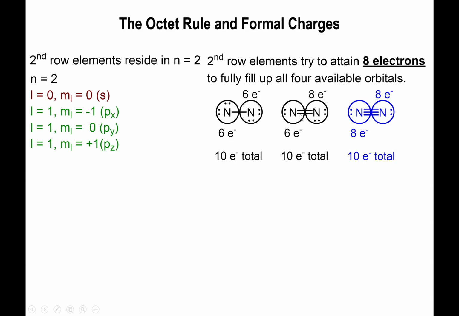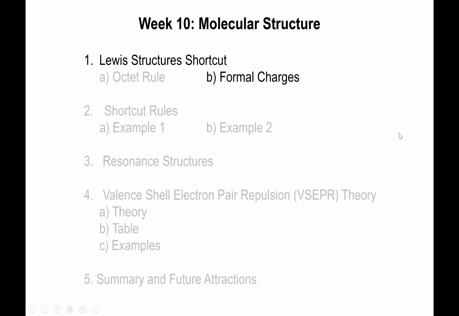If we were to draw these other forms, these other Lewis structures of dinitrogen, what we will find out is that some of them have less than 8 electrons in either one or both of the nitrogens, and that's actually a bad situation. So what you want to have for these second row elements is a count of 8 electrons. That's actually pretty important.